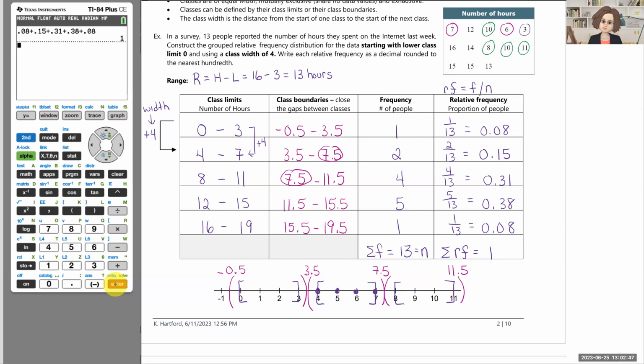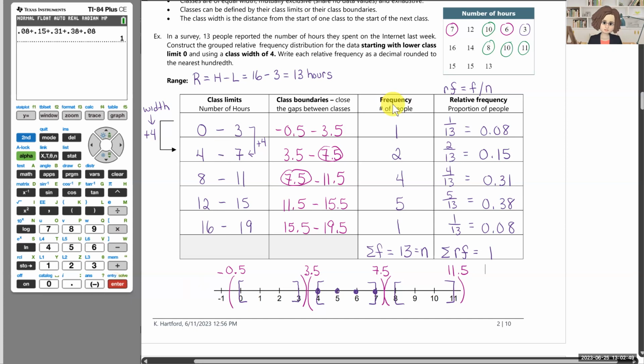All right. So if we stopped at frequency, it's called a grouped frequency distribution. If we continue to relative frequency, it's called a grouped relative frequency distribution. And what we do next is move on and graph information, and we always have a choice of which of these we use.